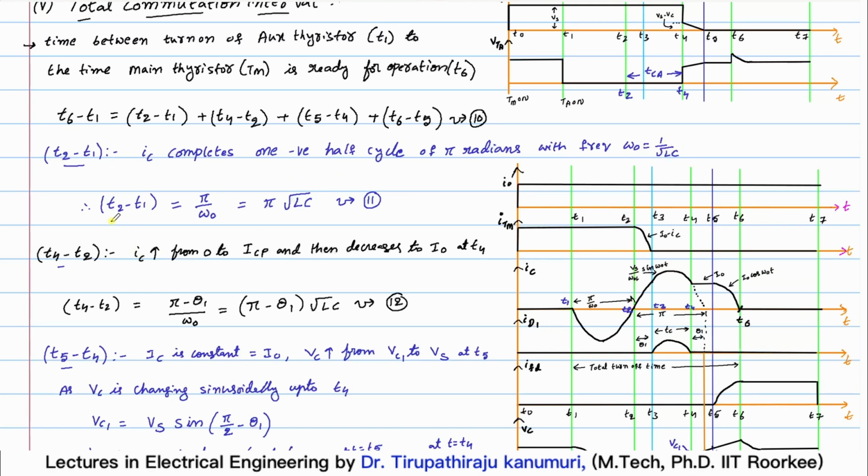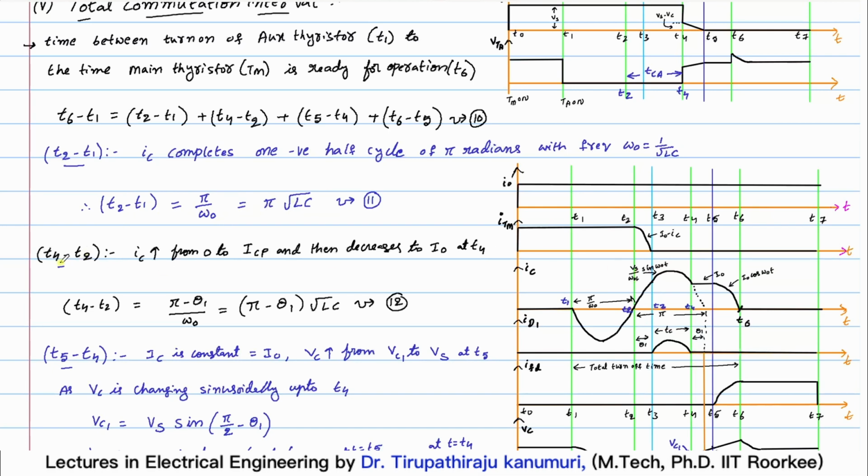So we can tell the duration T2 minus T1 is equal to pi by omega naught, because omega naught is in radians per second and pi is in radians. So radians by radians per second will give you time. That is the reason I have written like this. So this will come as pi root LC. So this is easy.